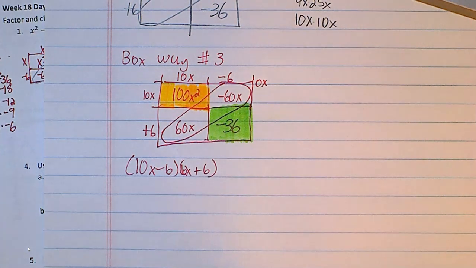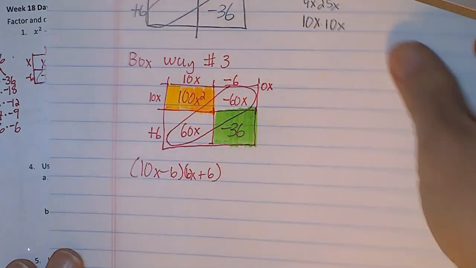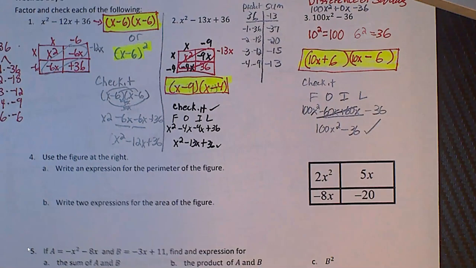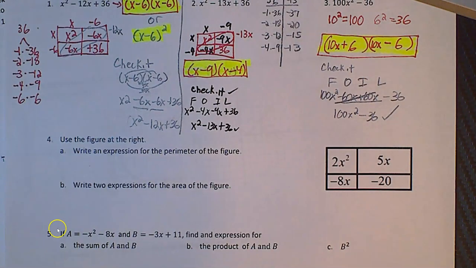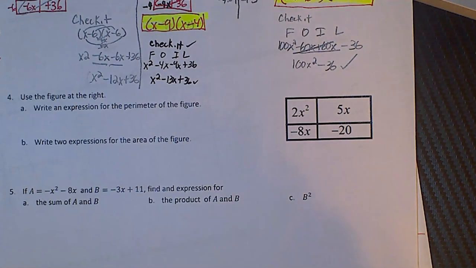Alright, that's enough. Okay, write an expression for the perimeter of the figure. Okay, well the first thing, step one, is we got to find out the length and width.